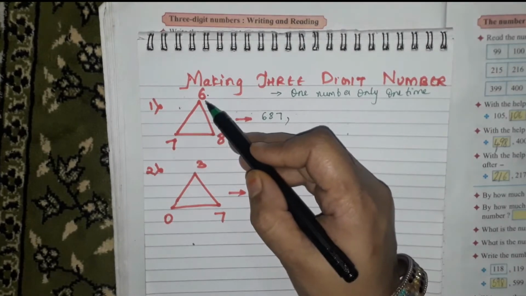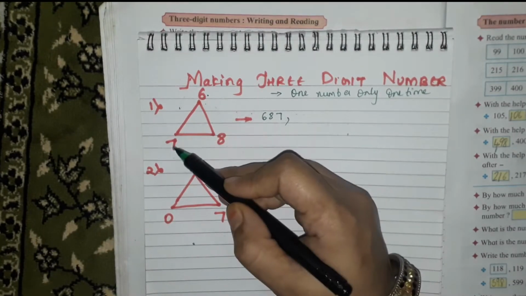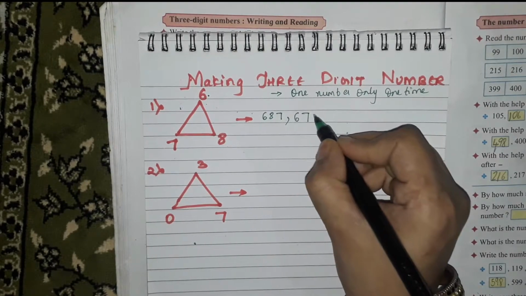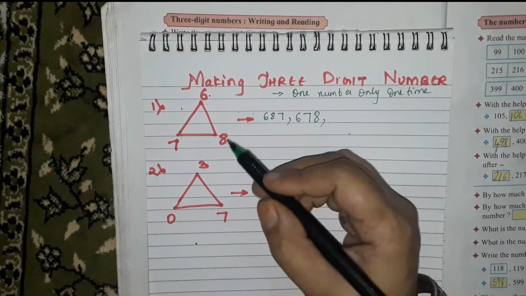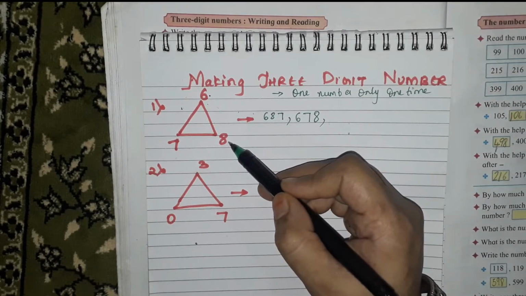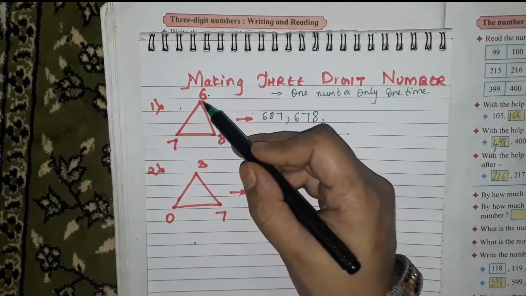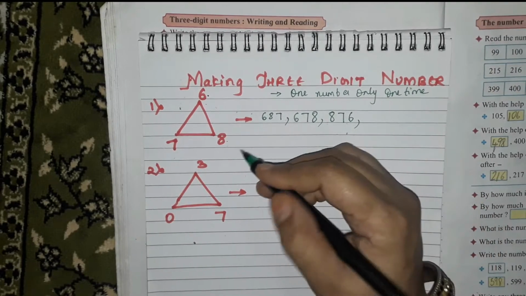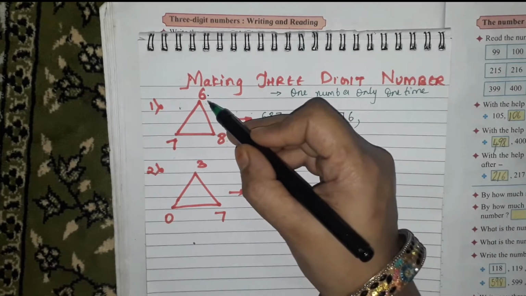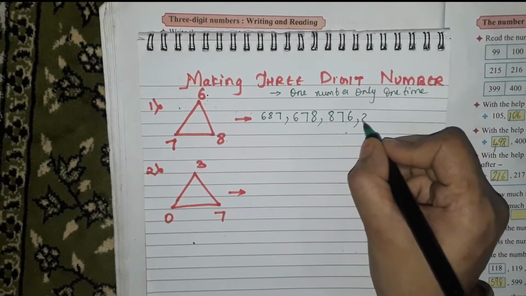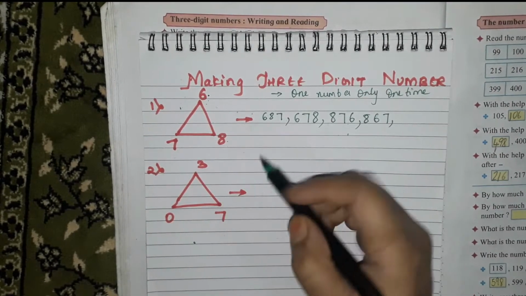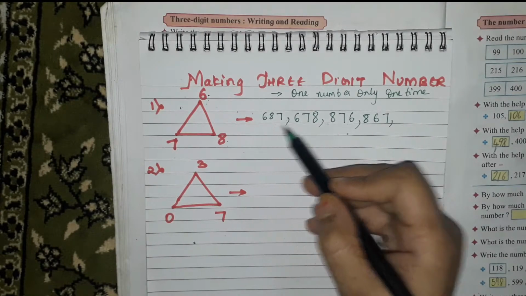Now again we will take 6 as the first number. 6, 7, 8. So two different numbers are formed, 687 and 678. Now we will take 8 as the first number. So 8, 7, 6. And now the second number is 8, 6, 7. So how many numbers have we framed? We have framed 4 numbers.